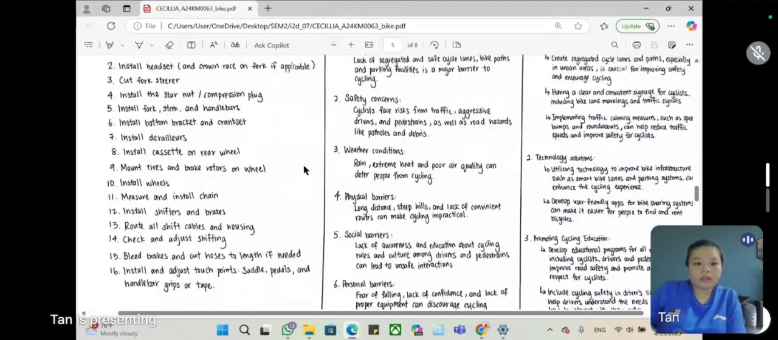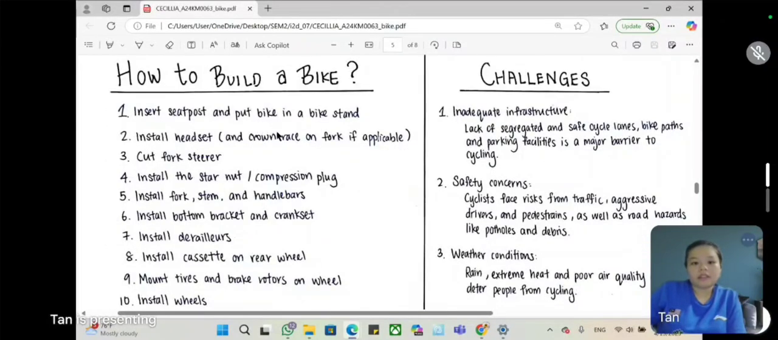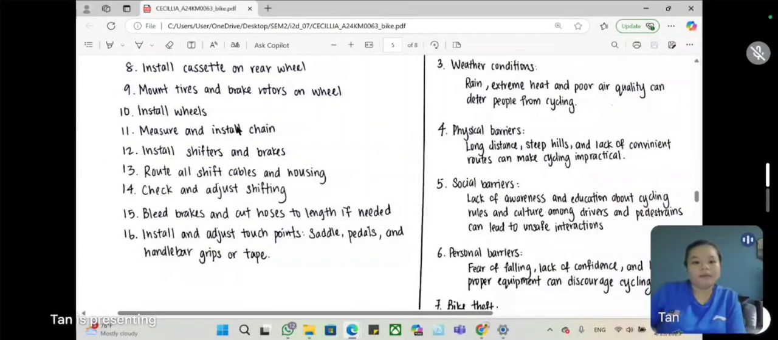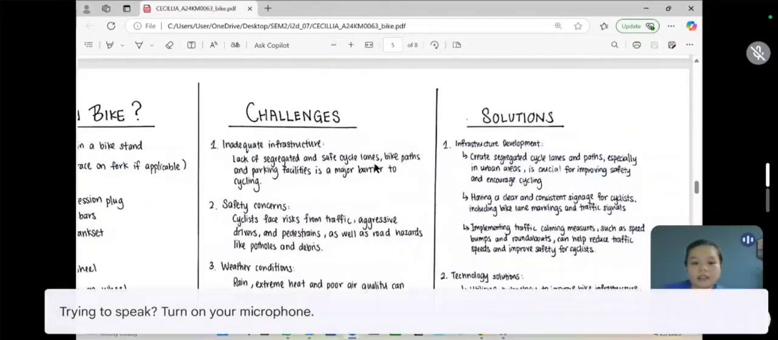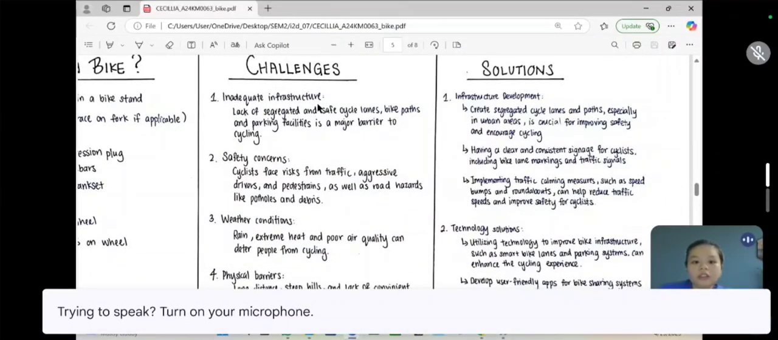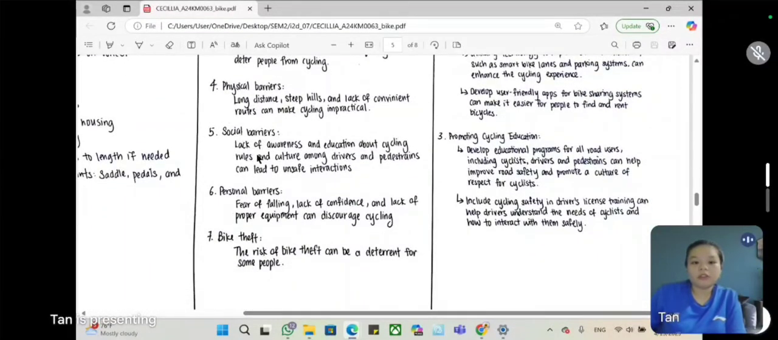So there are a total of 16 steps to build a bicycle. It's actually just inserting everything step by step and then you get the bike. For the challenges faced by cyclists, there are inadequate infrastructure, safety concerns, weather conditions, physical barriers, social barriers, personal barriers, and bike theft.